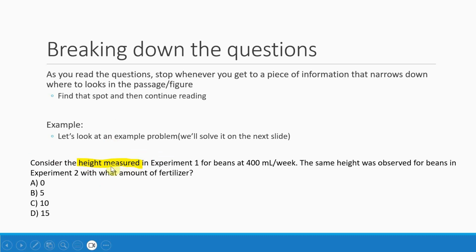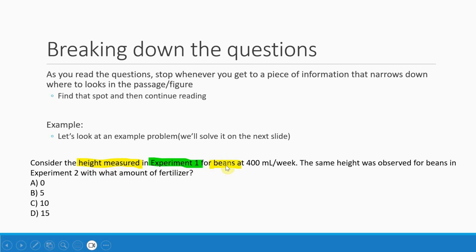I don't care about any other variable now. I'm just going to go find height. Once I see everywhere that has height, I come back to the question and keep reading. So consider the height measured in experiment 1. That's the next thing. Now I know I'm going just to experiment 1. All the other experiments, I don't care about them anymore. I'm going to go to experiment 1 and just look at that height measured. Then I come back to the question.